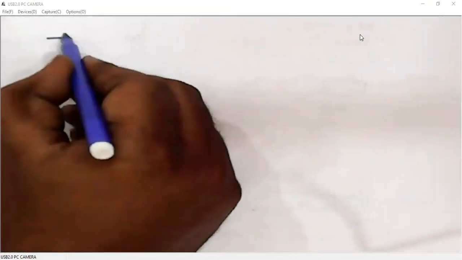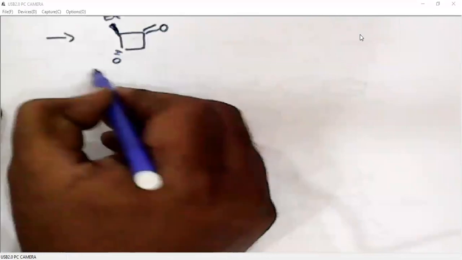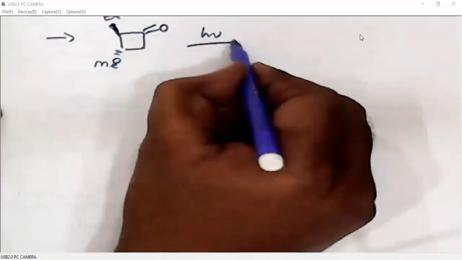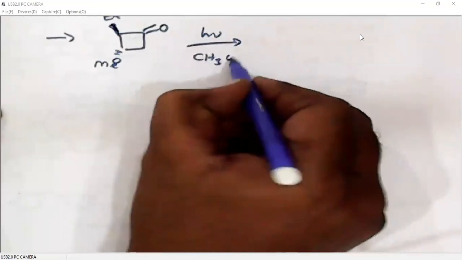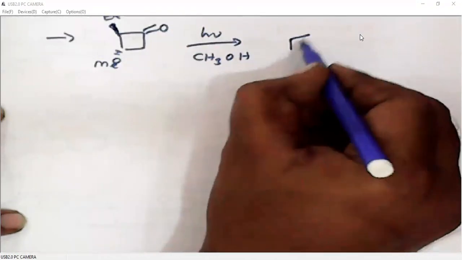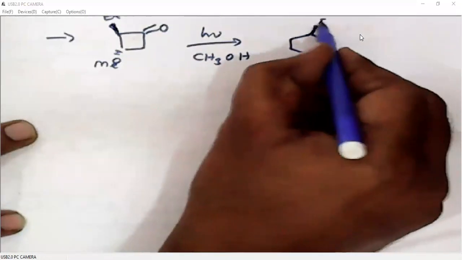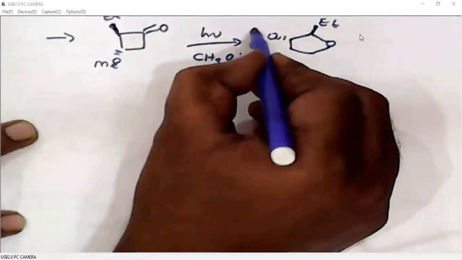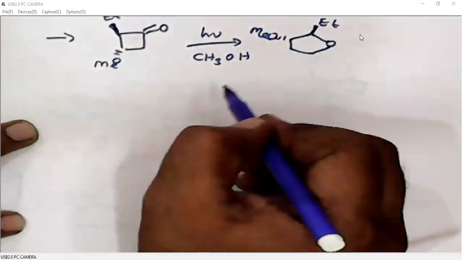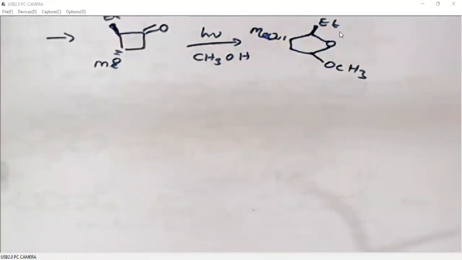In the next example, when this 4-membered ring is treated with light under photochemical conditions, in presence of methanol, instead of just photoreduction, it is undergoing ring expansion.